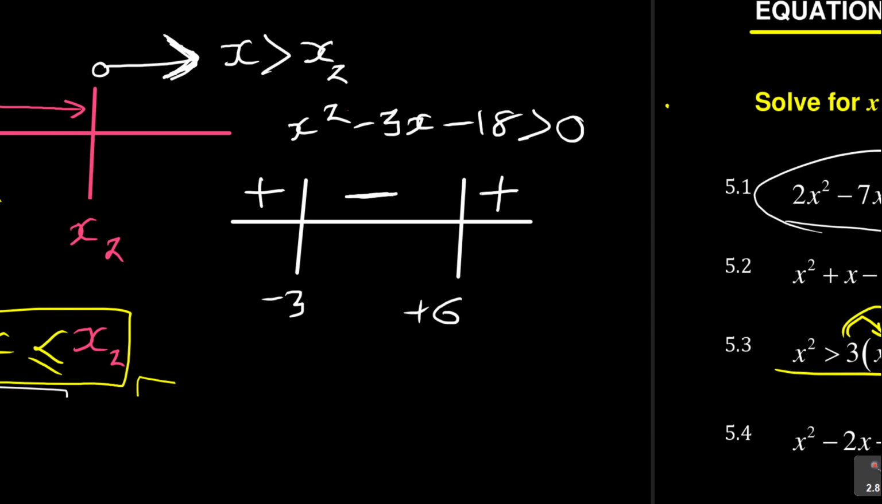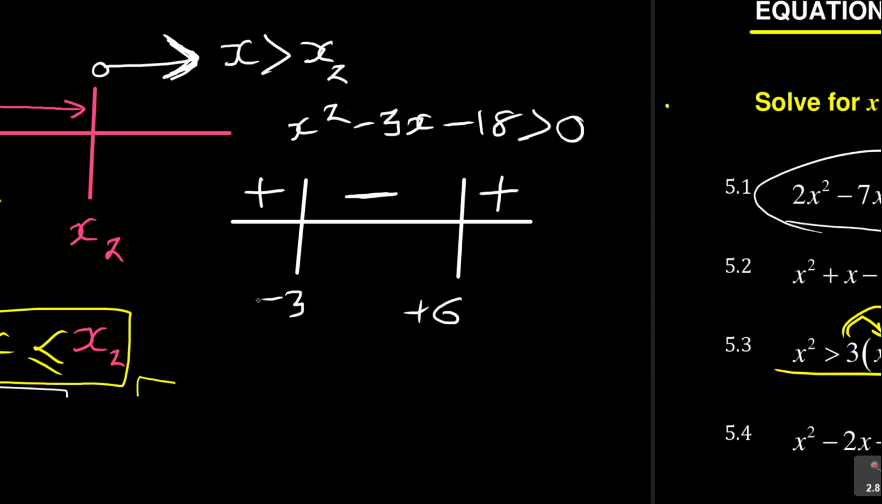Remember I said you choose any number. For example, a number before negative 3, let's say it's negative 8. Check, it will give you a positive answer. A number after 6, it can be, let's say 15. Check, it will give you what? A positive answer.